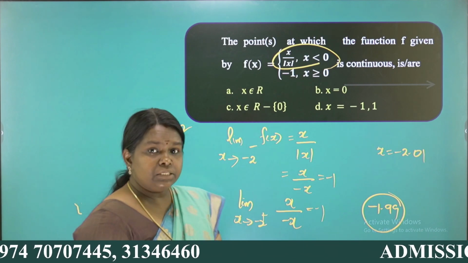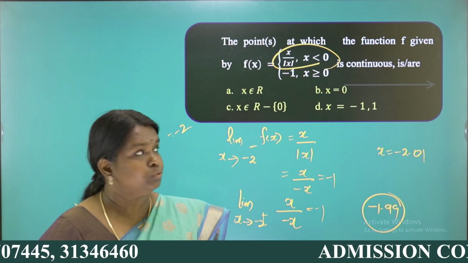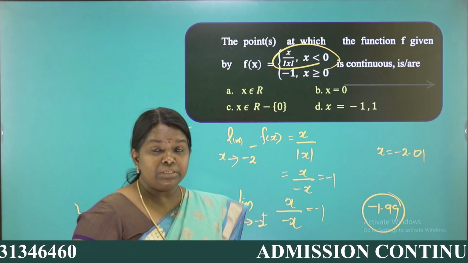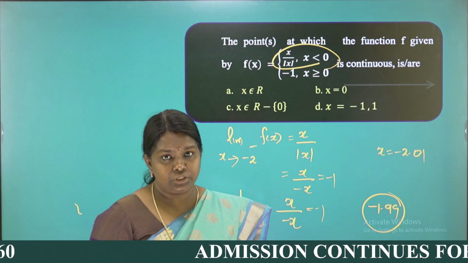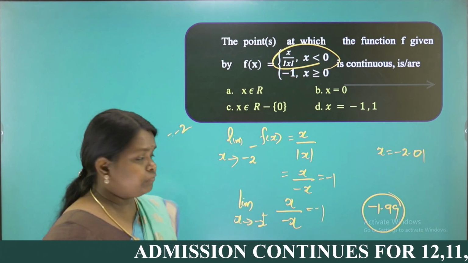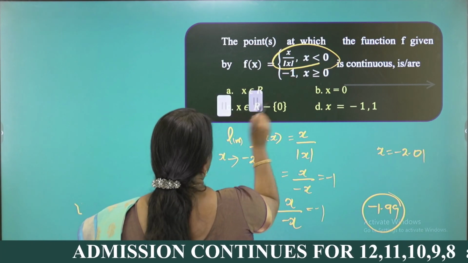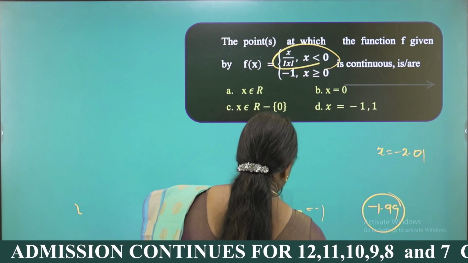So that means for every real value, this is continuous. That means it's an everywhere continuous function. Okay, so you can write your option.